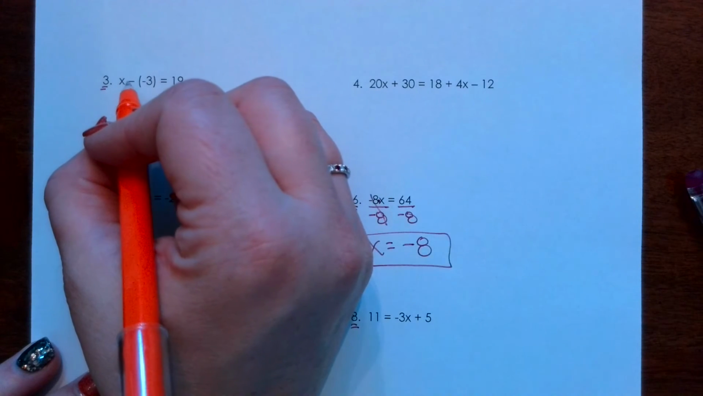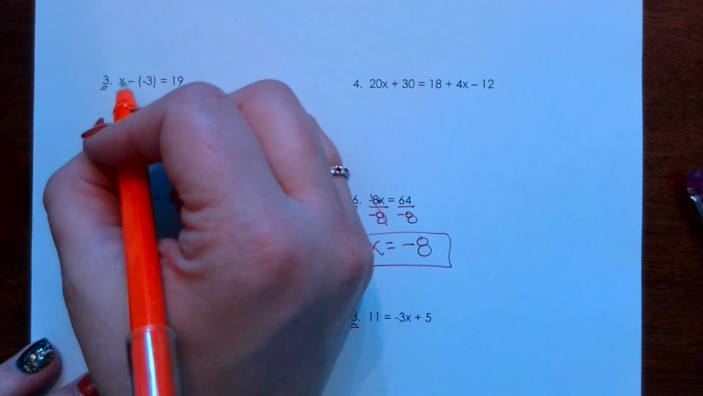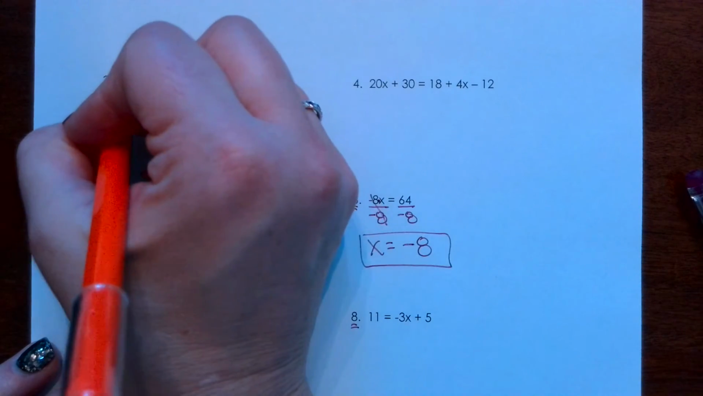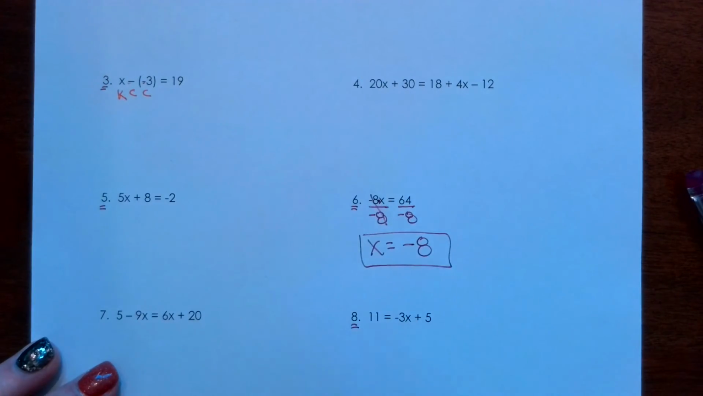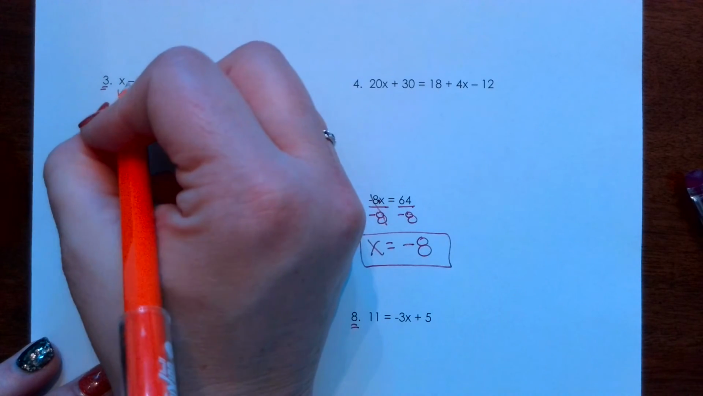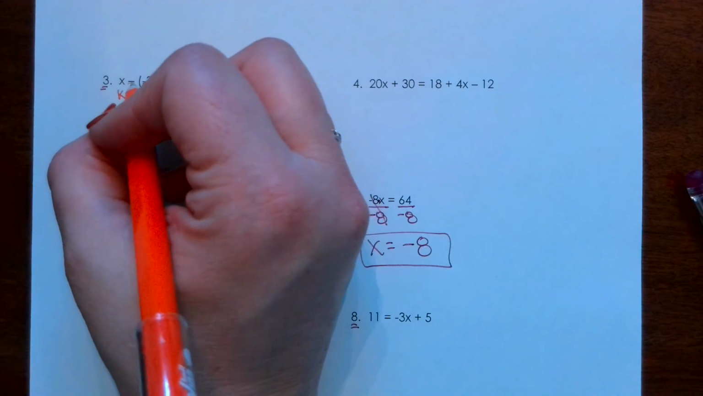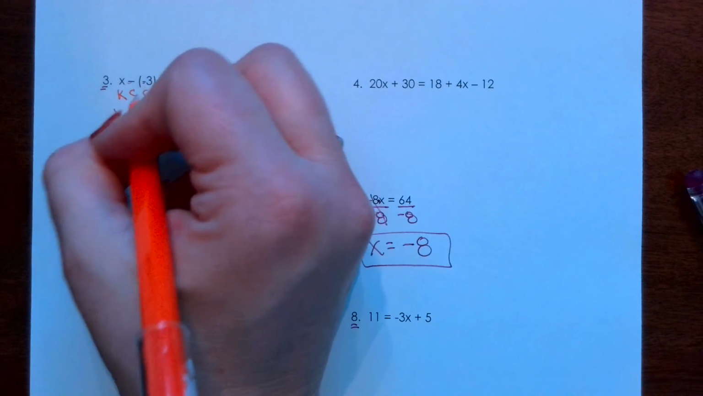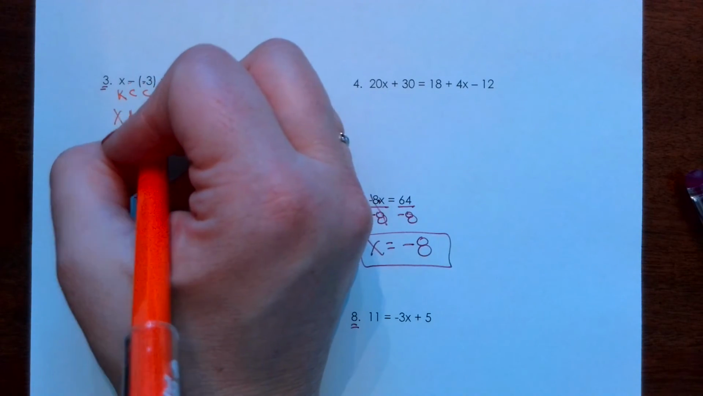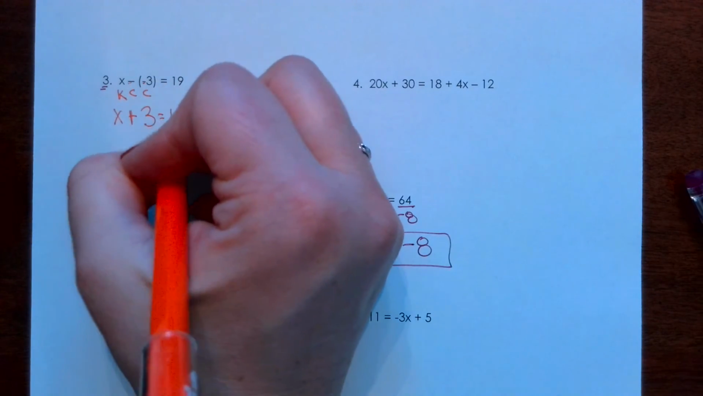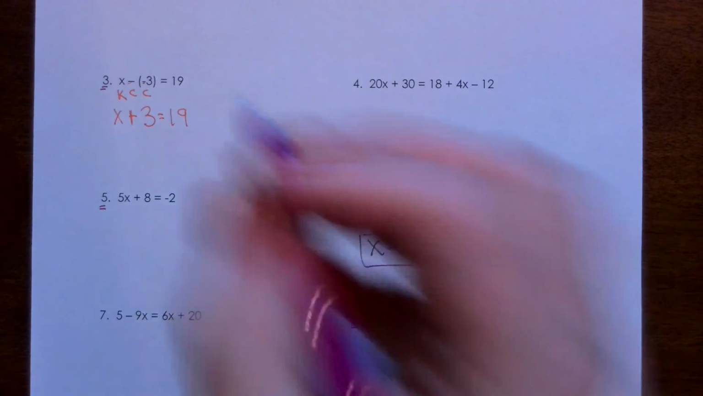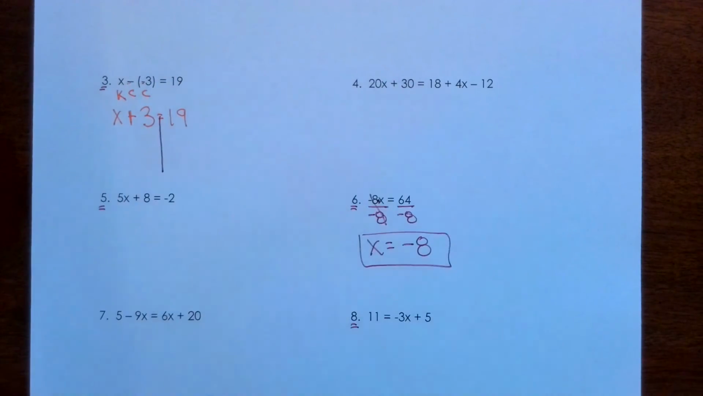Now, you might remember that when I have a double negative or two signs, I need to keep change. I've got to take the time to rewrite this. I'm going to keep the x, change this subtraction to addition, and change this negative 3 to its opposite, positive 3 equals 19. Now I can think about staying and going.